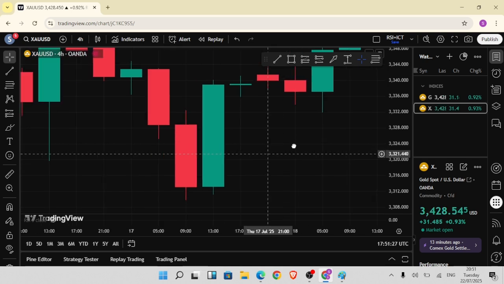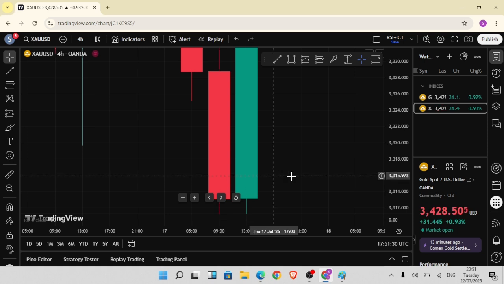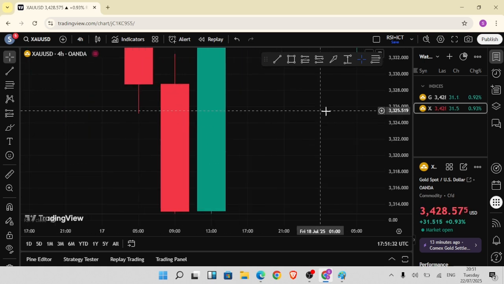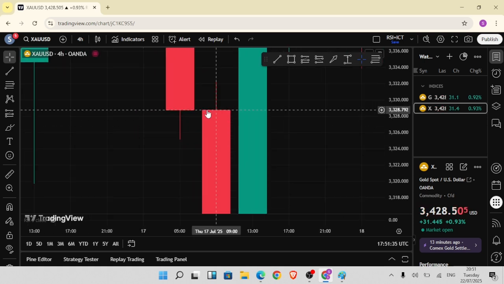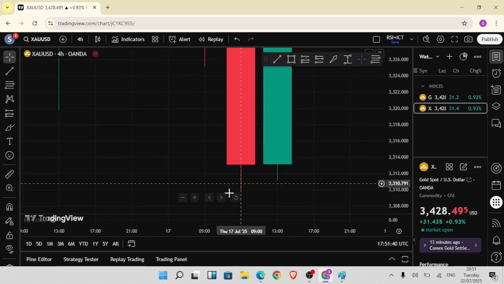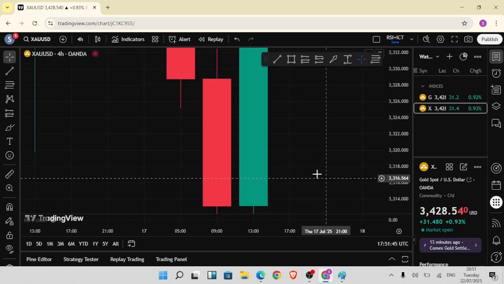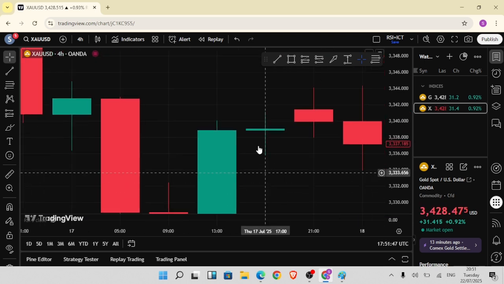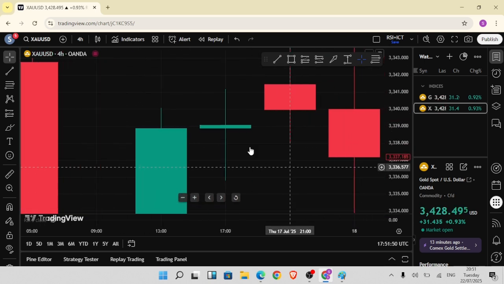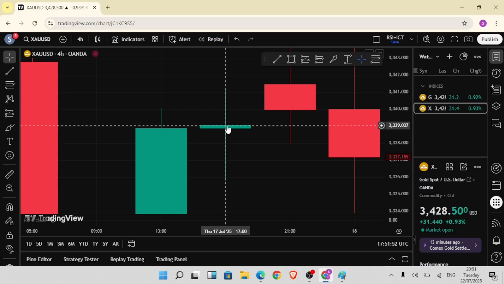Now let us go to another example. This candle here is a bearish candle. What happened? It opened, formed a high, and then came down, formed a low, and closed. Okay, let us look at this tiny candle here. This candle opened here, formed a high. No, sorry, it opened right here, formed a low, and then formed a high, and then it closed.